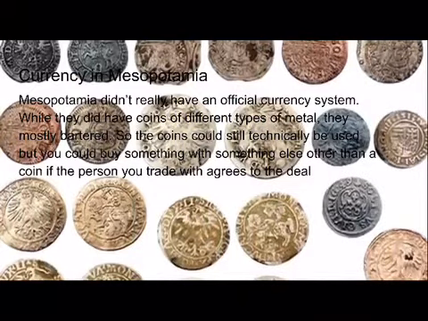Mesopotamia didn't really have an official currency system. They did have coins of different types of metal, but they mostly just bartered and traded. So coins could still technically be used, but you could buy something with something else, other than a coin, if a person you trade with agrees to the deal. I think it would be necessary to give you maybe a couple examples of bartering and trading so you kind of get the gist of what it is.